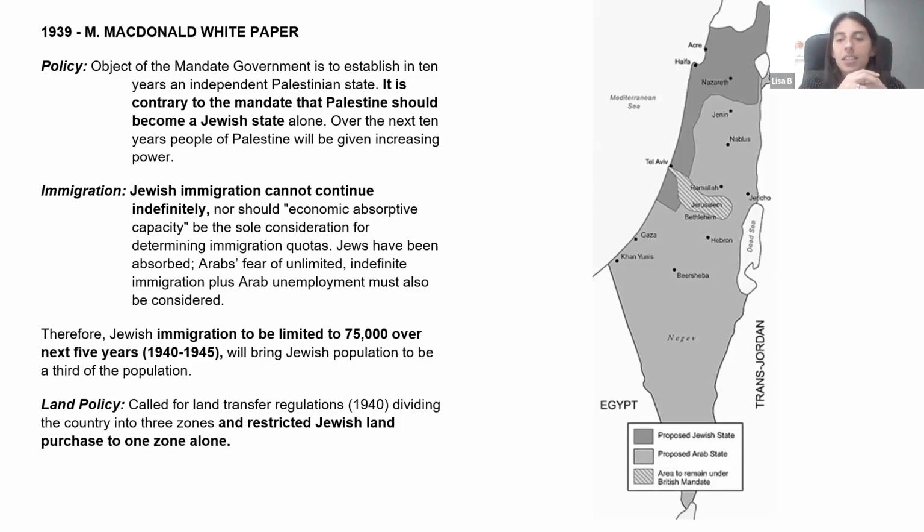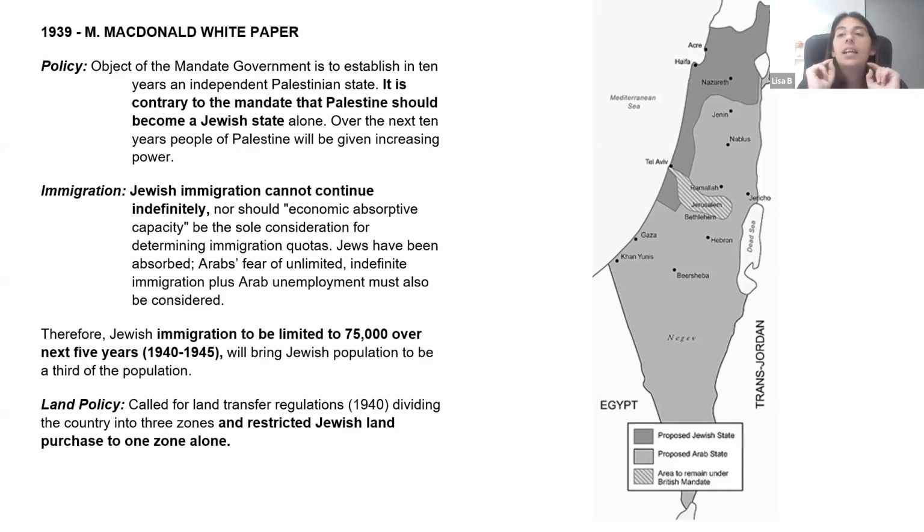So the British make an announcement. They say, look, it's been 20 years now. We're all a little tired of each other. We got to get rid of this. So we say that in 10 years from 1939, we're going to establish a state. Okay, but I want to emphasize this. A Palestinian state, not a Jewish state. It could be a Jewish state, partially a Jewish state, but not totally a Jewish state.